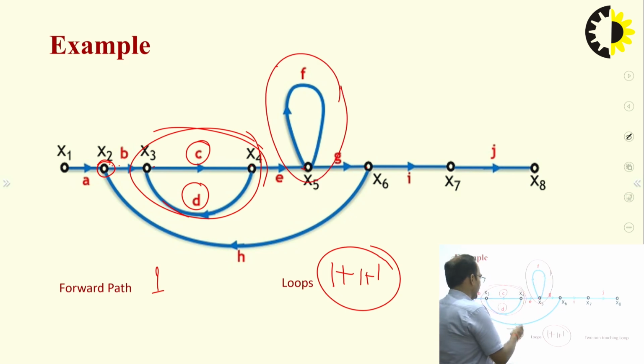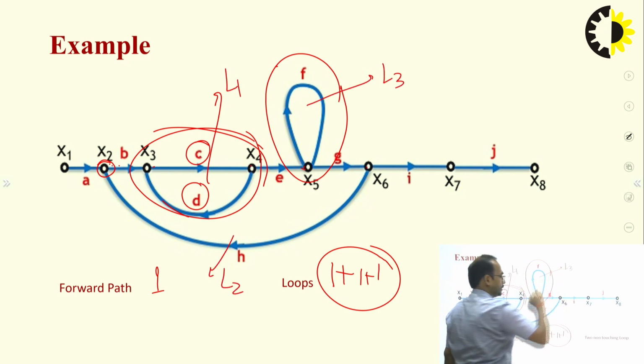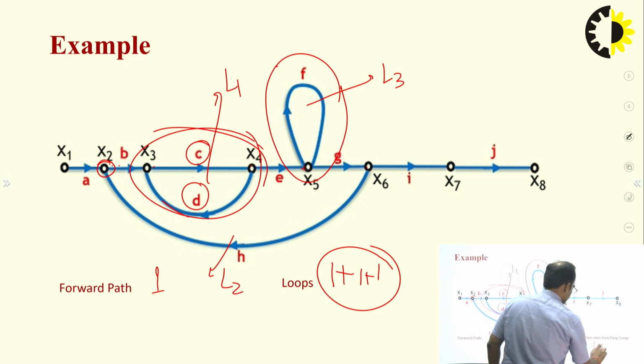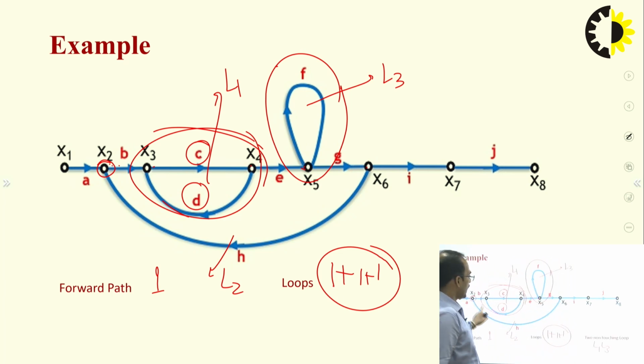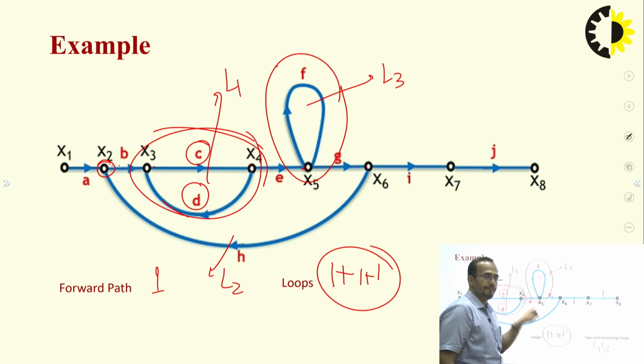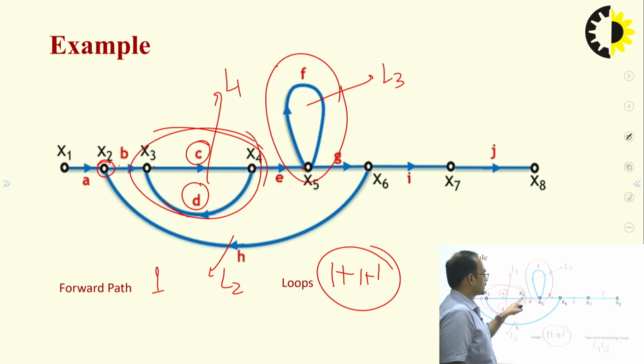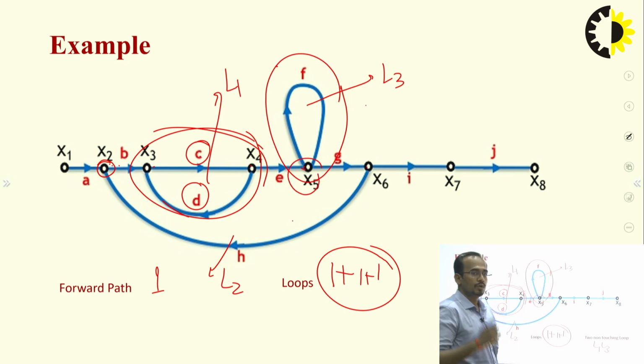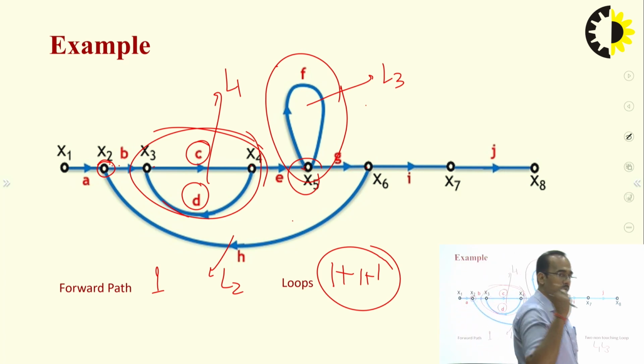If I write this is loop L1, this is loop L2 and this is loop L3, then the two non-touching loops will be L1, L3. And you can see here L2 is touching loop L3 because it includes the node x5. Loop L2 will be x2, x3, x4, x5, x6, x2. So it will include this x5, so L2 and L3 are touching. So only one combination of two non-touching loops is available in this example.